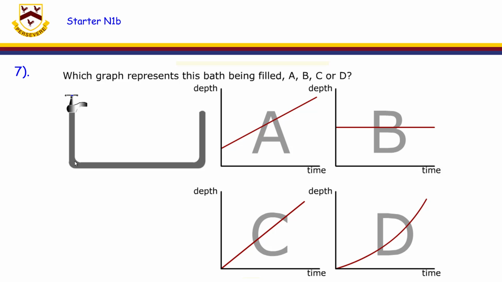It's very dodgy having these little corners here. They shouldn't be there, I think. We're just gonna imagine that it's just a sharp 90-degree corner. So our answer has got to be C then. Okay, it's going to fill at the same rate all the way from the bottom to the top. So C.